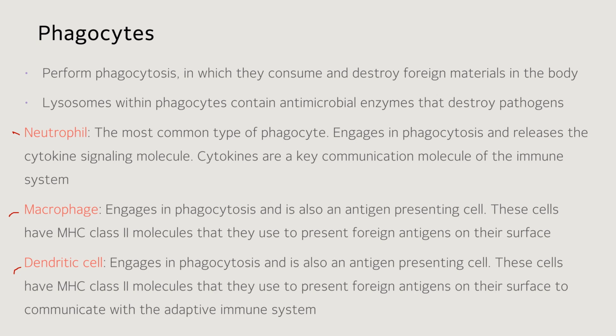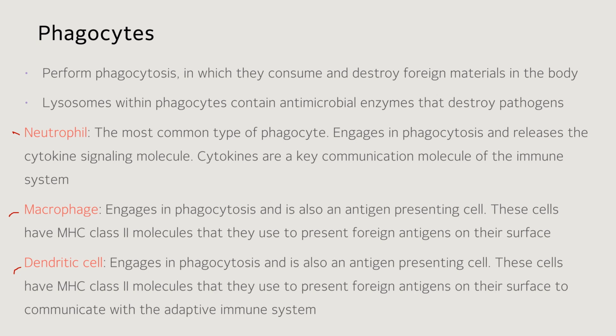And neutrophils do this a lot because they're normally one of the first ones on the scene. So they're going to release cytokines that are going to attract other immune cells to whatever the affected area is. We've also got macrophages. So macrophages, again, also engage in phagocytosis, but they're also something called an antigen-presenting cell.